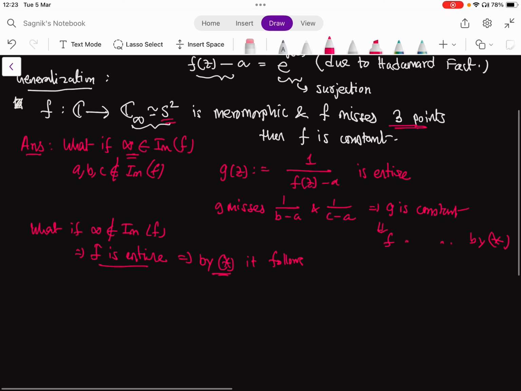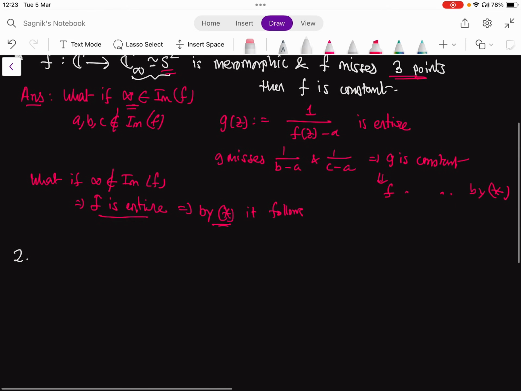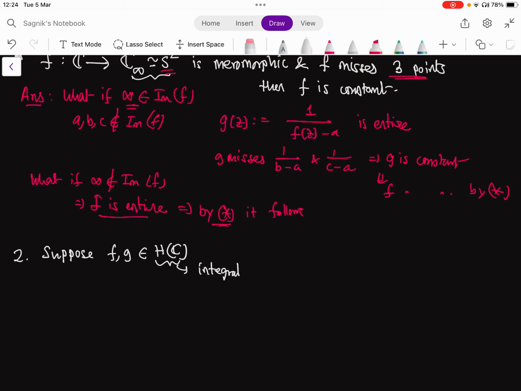And one more pretty easy question, I think this question is in the book of Conway. I'm not sure. Also, another interesting consequence of this Little Picard theorem is that, suppose you take two entire functions. Let me call it this. So this is the integral domain of the set of all entire functions on C. It's easy to see it forms an integral domain.